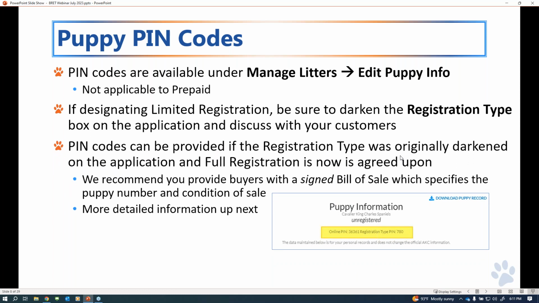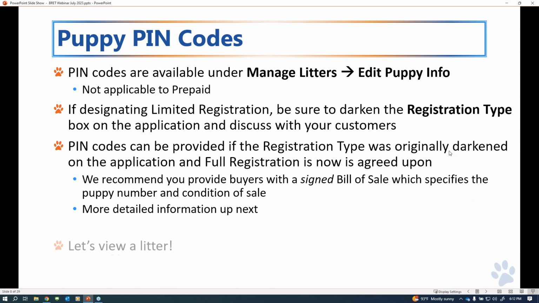Now, PIN codes can always be provided if that registration type box was originally darkened on the application and now we've agreed on full registration. And if that's the case, we do recommend you provide your buyers with a signed bill of sale, which does specify the puppy number and the condition of the sale. And we'll have a little bit more detailed information up next. So with that said, let's go ahead and view a litter.